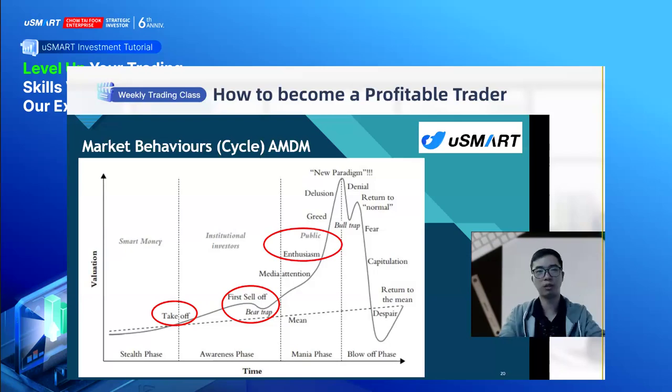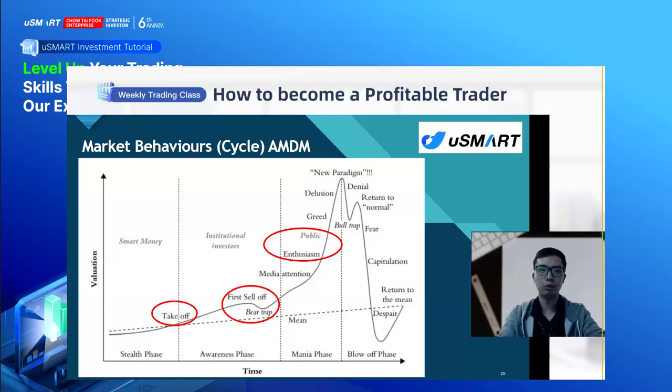Do you all notice that? When you notice a famous stock, usually when you look at the chart, it is already trending up a lot from the bottom. So this is how the market moves from smart money phase to media attention, then to the public.